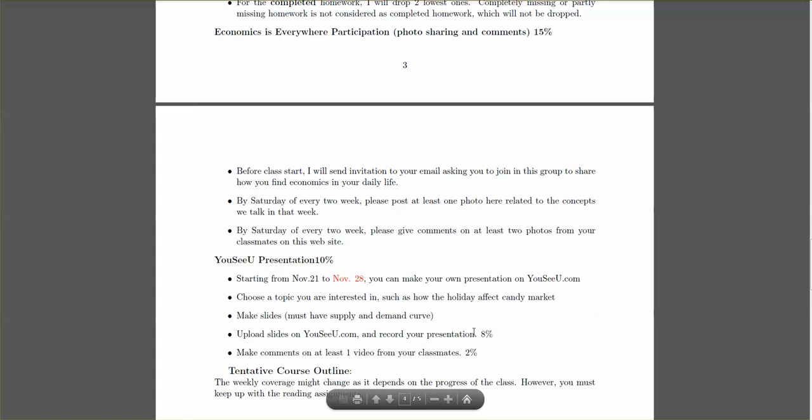And the remaining 2% comes from the comments. So you need to make a comment on at least one video from your classmates. Just look at your classmates' videos and appreciate them, give some comments, give them some encouragement, and everybody will get benefits.